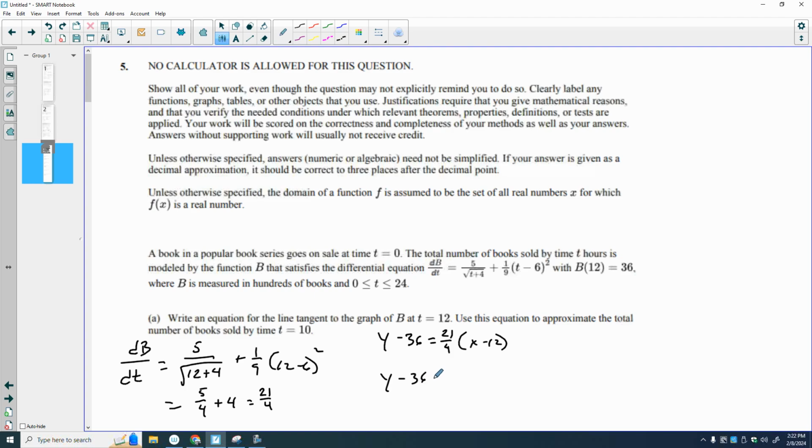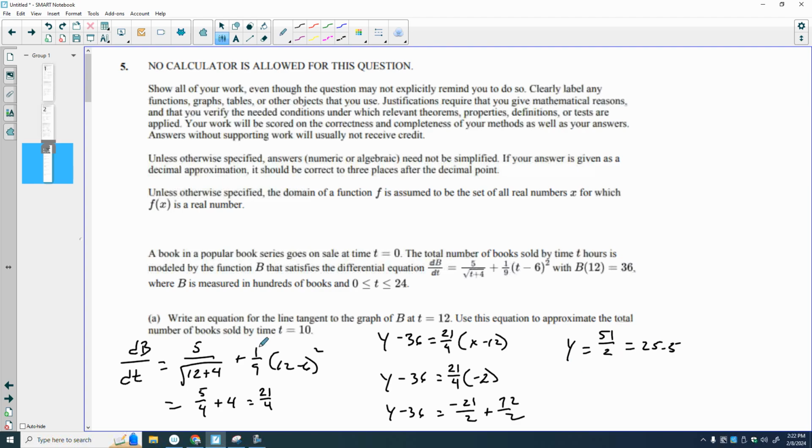Y minus 36 equals 21 over 4 times a negative 2, because 10 minus 12 is a negative 2. And this becomes y minus 36 equals a negative 21 over 2. Adding 36 to both sides, which means I'm adding 72 over 2, gives me a grand total of, whatever that is, 51 over 2. Divide that and I get 25.5.